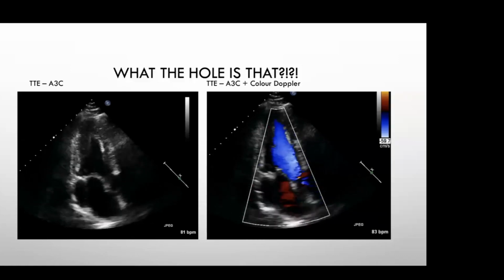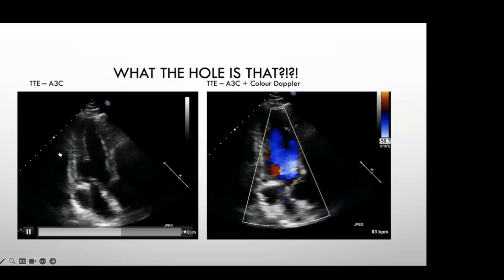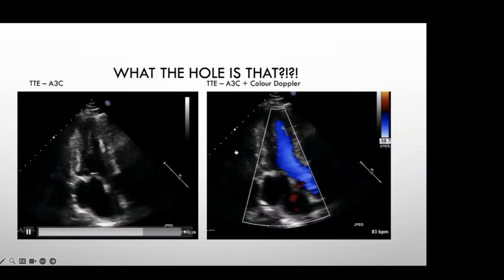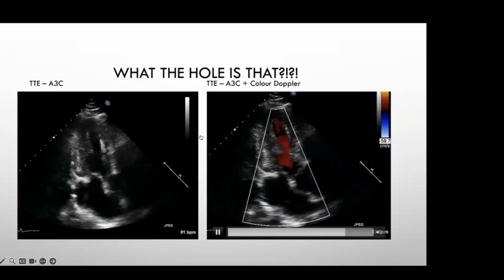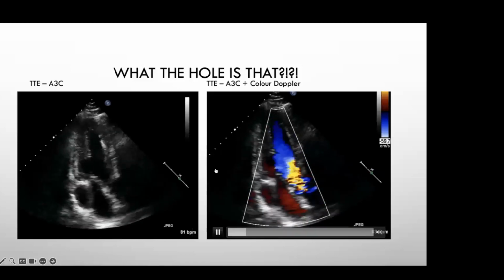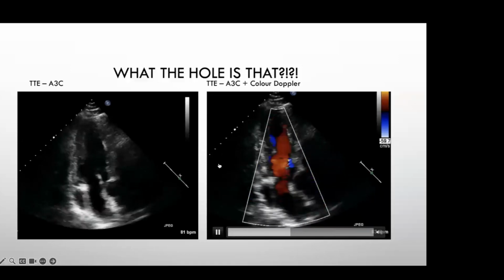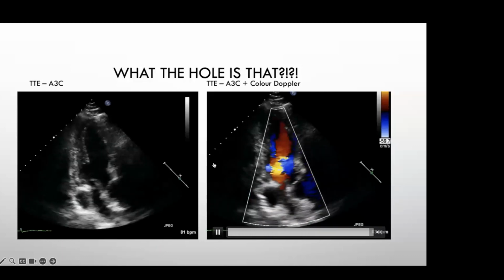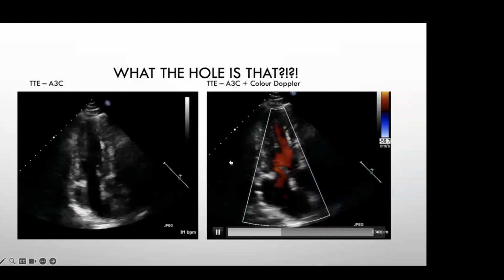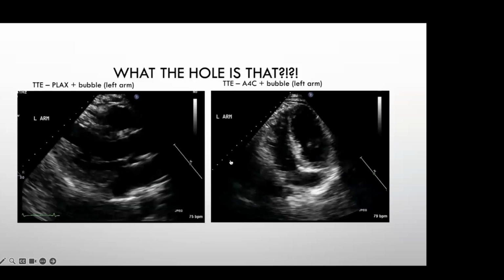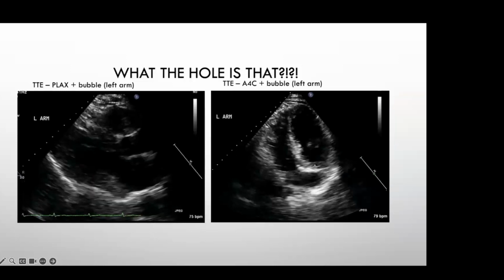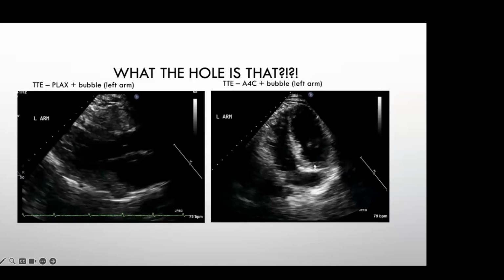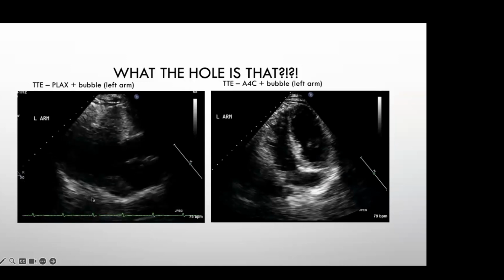Yeah. So the coronary sinus here is extremely dilated, and you can better appreciate it on the color because you don't see the color moving from the left atrium to the left ventricle, but you don't see it passing through the coronary sinus. And so this is the bubble study done through the left arm in parasternal long axis.